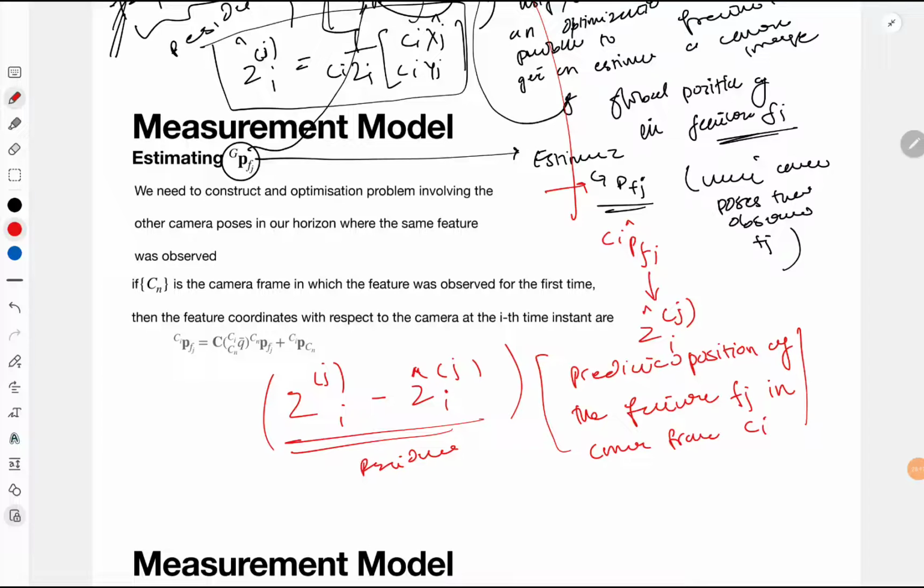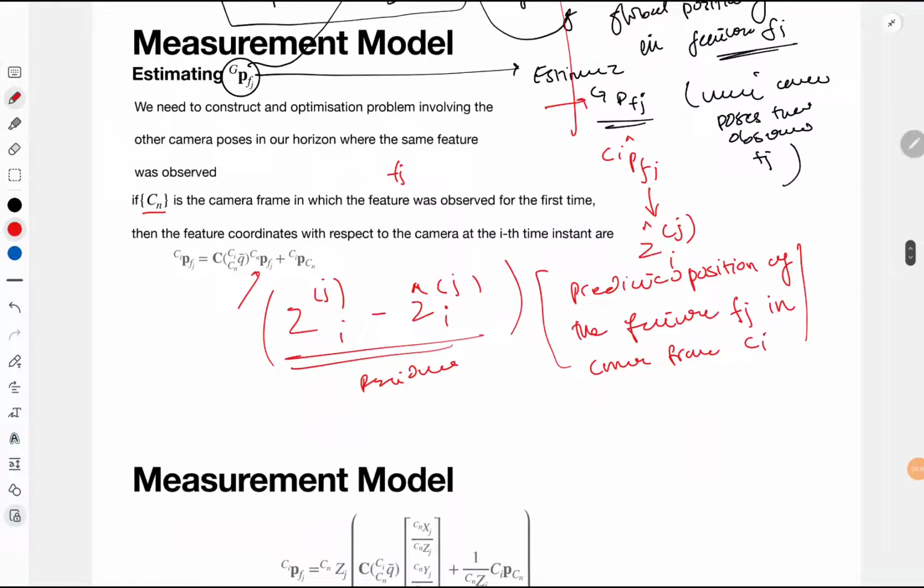optimization problem. So let's say that Cn is the camera frame in which the feature fj was observed for the first time. Then the feature coordinates with respect to the camera frame at the ith instant. So what you're trying to do is say, okay, I observed this feature for the first time as Cn. How do I translate the position of this feature from that frame to another frame Ci? Now remember that Ci is also a frame where fj was observed.